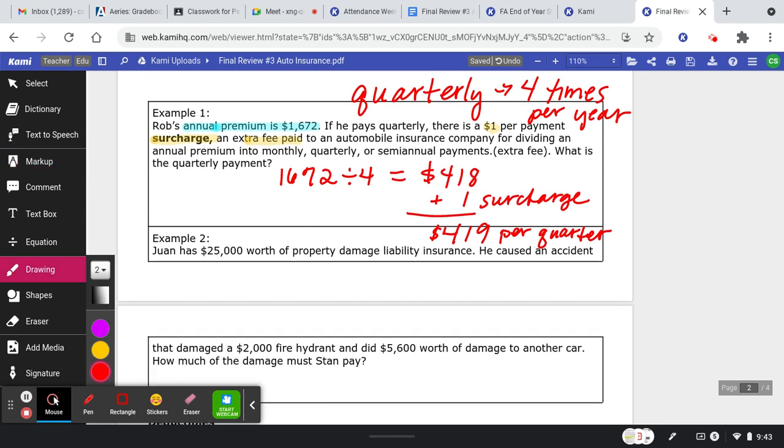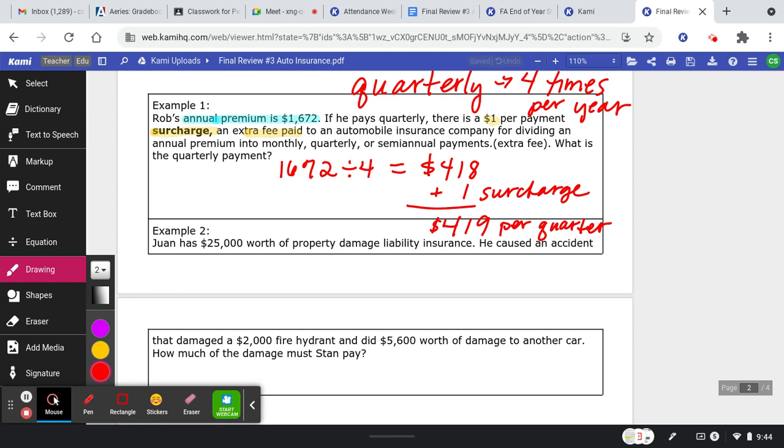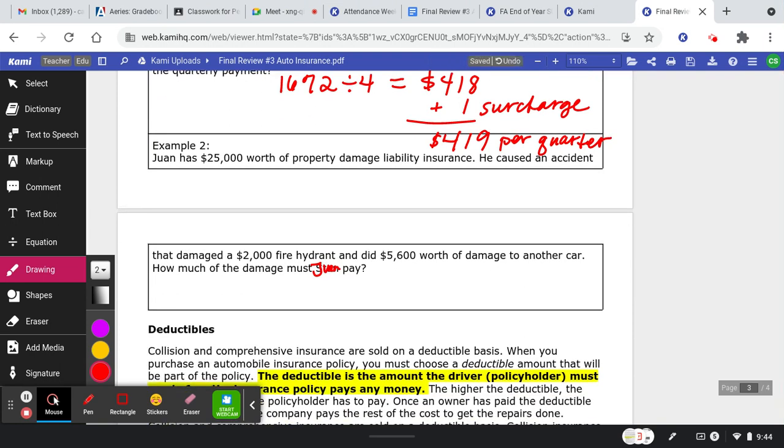Okay, example 2, Juan has $25,000 worth of damage liability insurance. He caused an accident that damaged a $2,000 fire hydrant and $5,600 worth of damage to another car. How much damage did Juan have to pay? Must he pay? So remember that all of the damage gets added together.